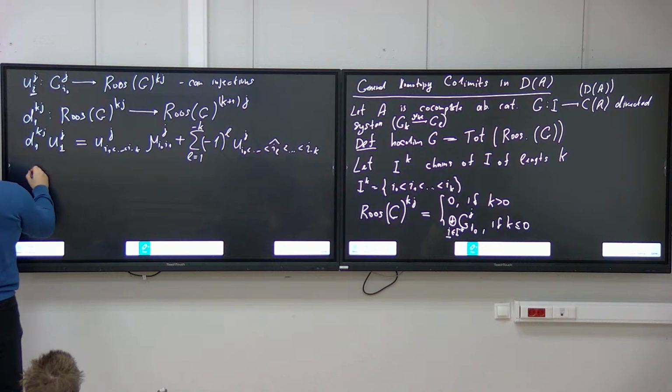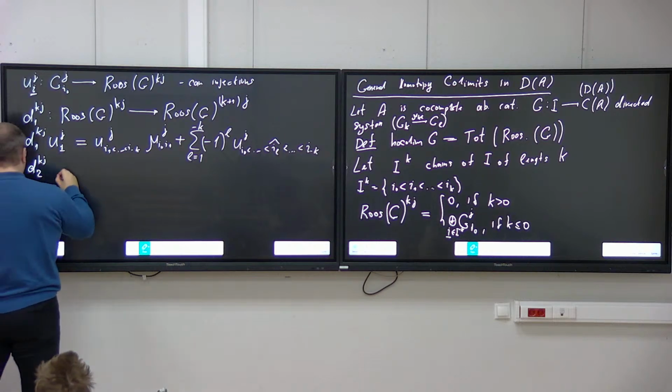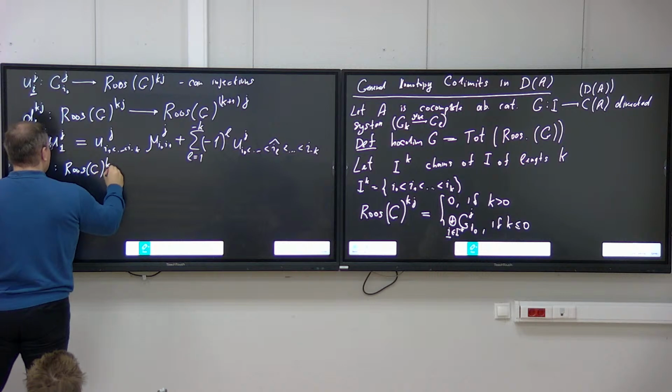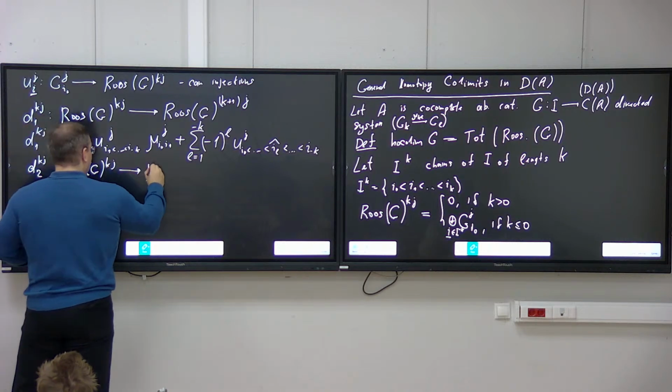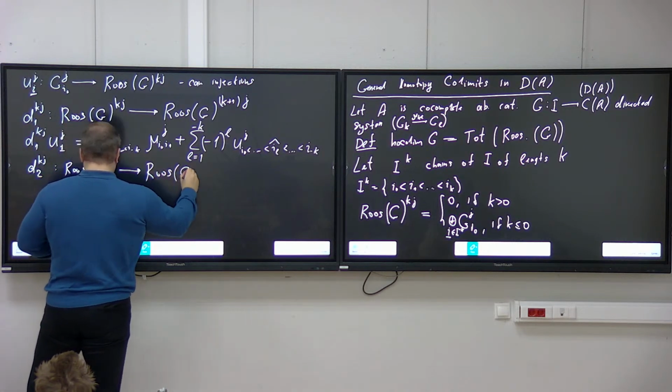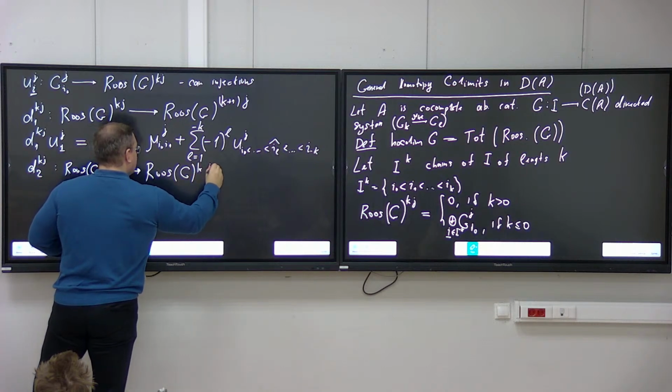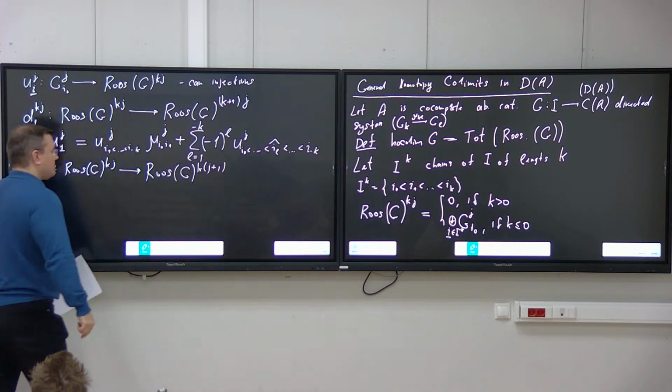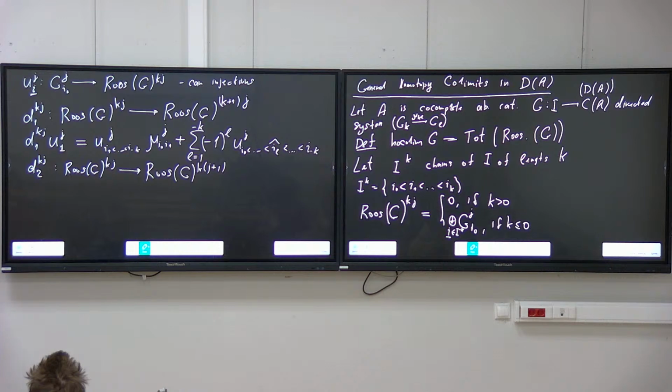Okay, and the second differential is much easier to define. So this is d with the indices k and j. This will be, again, from the Roos of g, k, j to the Roos of g, k, j plus 1. So the second differential, the vertical differential. And why, in this formula, do we get something in Roos k plus 1, j?